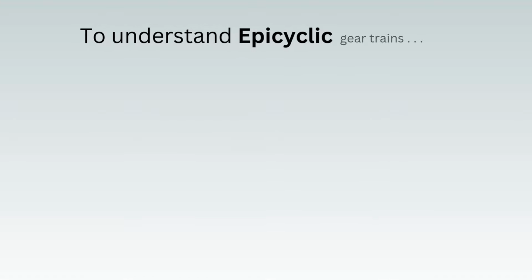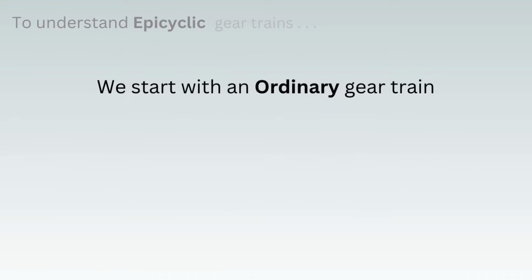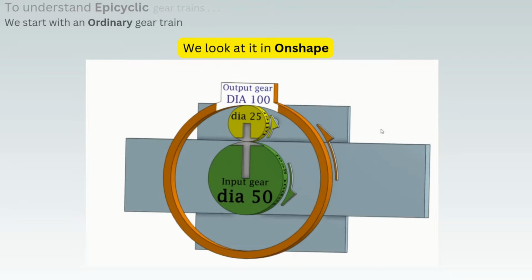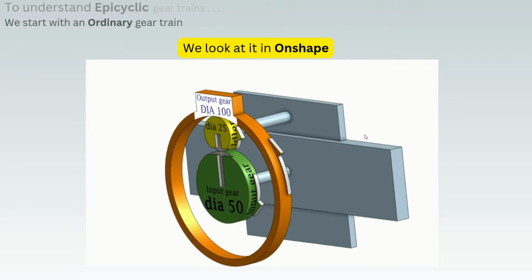To understand epicyclic gear trains, we start with an ordinary gear train. Now we are looking at an ordinary gear train. It has 3 gears. The green gear is the input gear. It's dia 50. Then we have the output gear, the orange colored gear. That is dia 100.